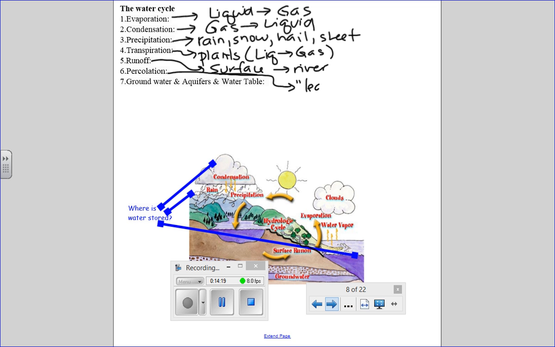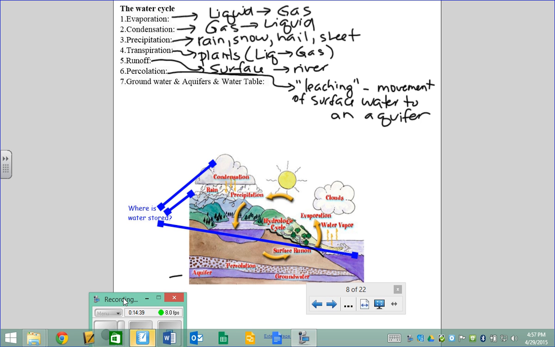Percolation, which we can also call leaching, is the movement of surface water to an aquifer. And you're going to say, what's an aquifer? So if you take a look at the picture, here is an aquifer. Aquifer is a place where you find groundwater. So groundwater is underground, and the aquifer is a collection area, a space where water collects into, say, an underground river or an underground lake.